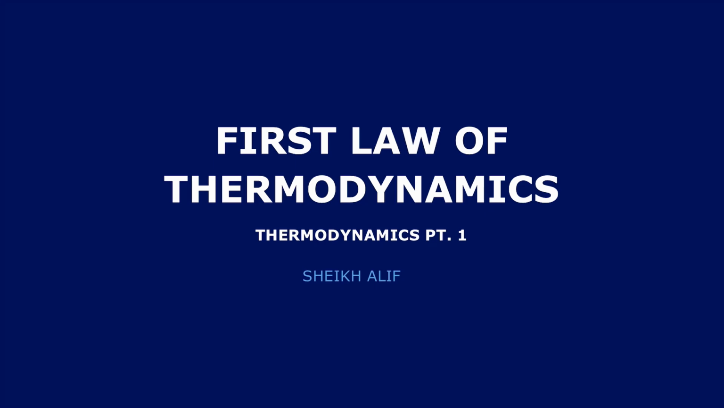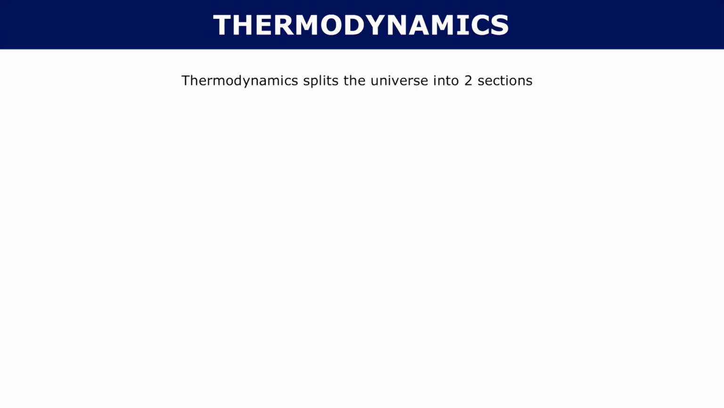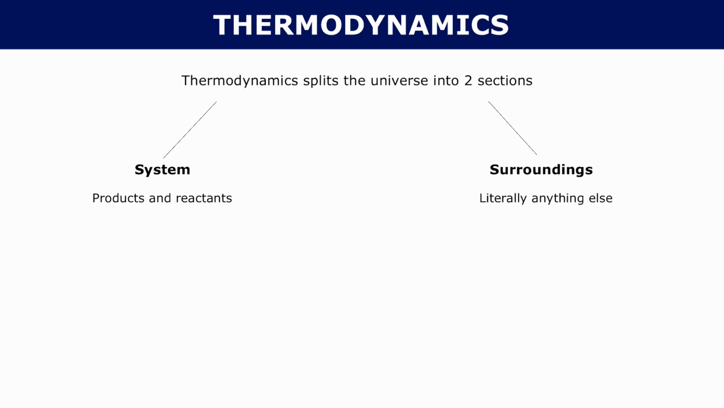Today we're going to be starting thermodynamics by talking about the first law of thermodynamics. So, thermodynamics does a thing. It splits the universe into two sections. One of the sections is the system, and in a chemical context, your system is going to be your products and your reactants. And the other section is going to be the surroundings. The surroundings is literally anything else in the universe. Any far distant galaxy in the universe, it's going to be the surroundings.